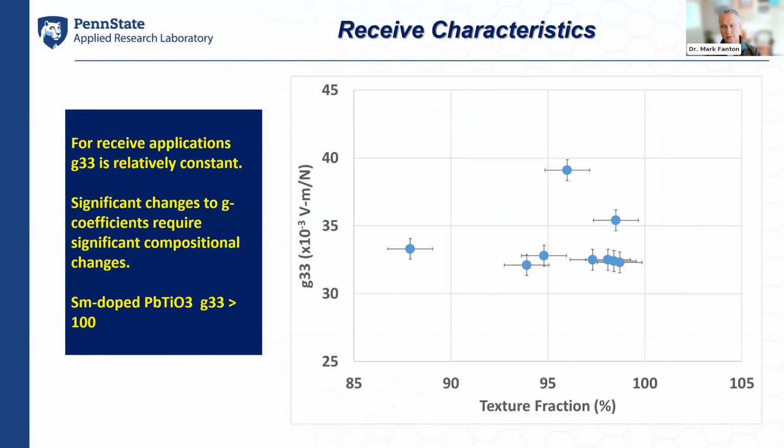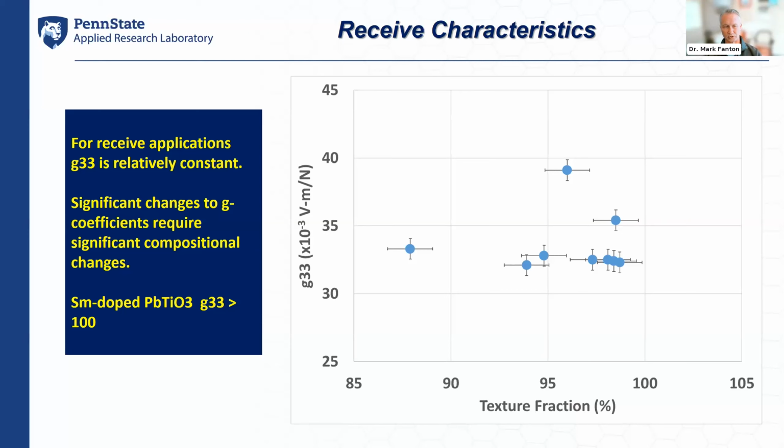Of course, we're also interested in this material from a receive point of view. So looking at the g33 coefficient is one example for something like a hydrophone application. In this case, we see very little change in g coefficient as a function of texture fraction. So from a hydrophone point of view, there is perhaps a little bit less concern with process variability.